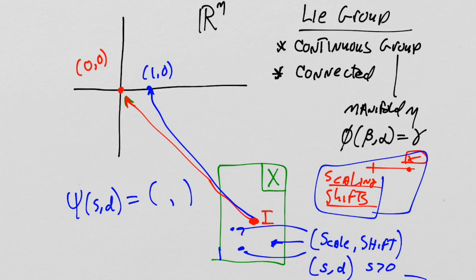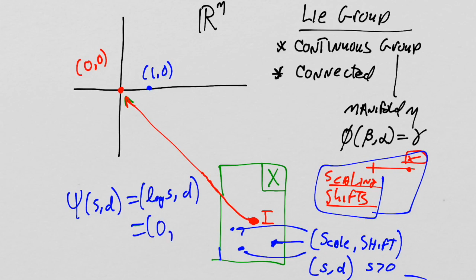And the coordinates we're going to return are, let's see, I better erase this. The rule for this is going to be, we're going to take the log of S and then just D, right? And now we actually will end up with the correct mapping. Because if I take a value of S equaling 1, which is what the identity would do, well, the log of 1 is 0. So the first coordinate ends up being 0, and D just goes to D. So if the shift is 0, the second coordinate goes to 0. So now the identity element gets mapped to 0, 0.